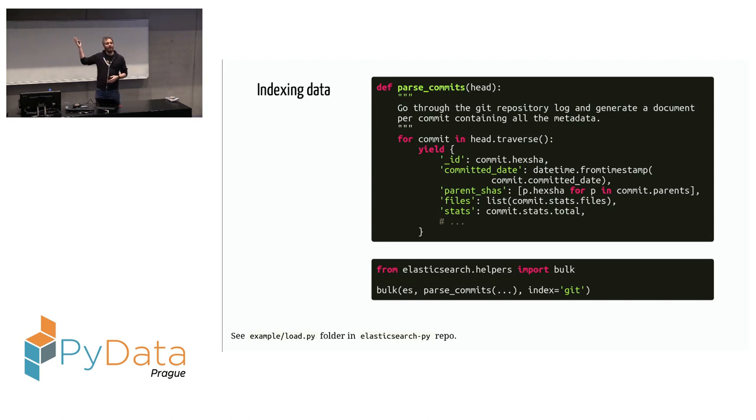And this is all that we need. By the way, this code is all part of the official Python client. In the example repository, you can actually see all of this. Maybe you can even run it. I haven't tested it in quite a while. So now we have all of our data in Elasticsearch. It took a generator and a bulk helper, and we're good.